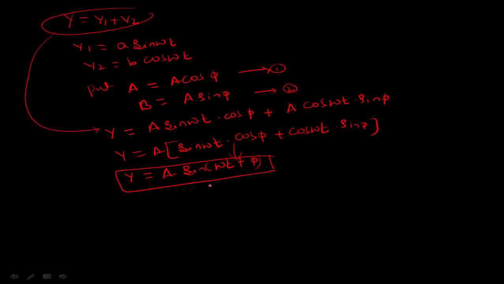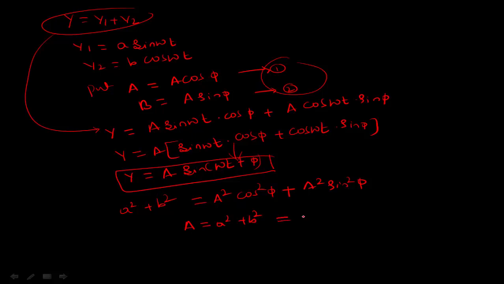But by adding and squaring equation number 1 and 2, we get A square plus B square is equal to a square cos square phi plus a square sine square phi. Therefore a square is equal to A square plus B square. It is equal to a equal to root of A square plus B square.